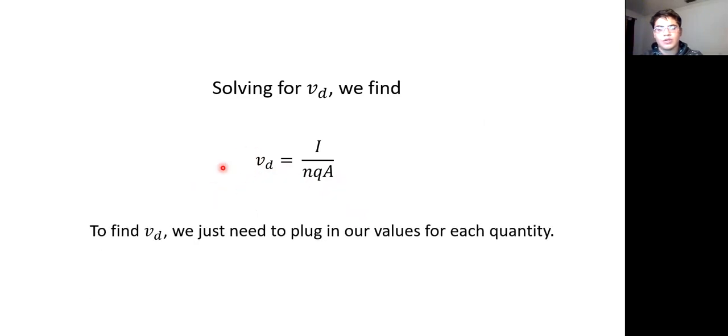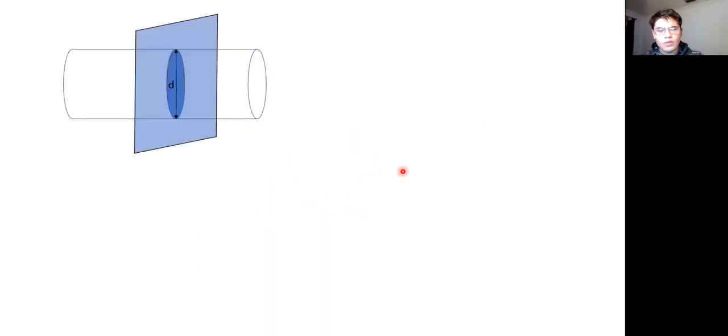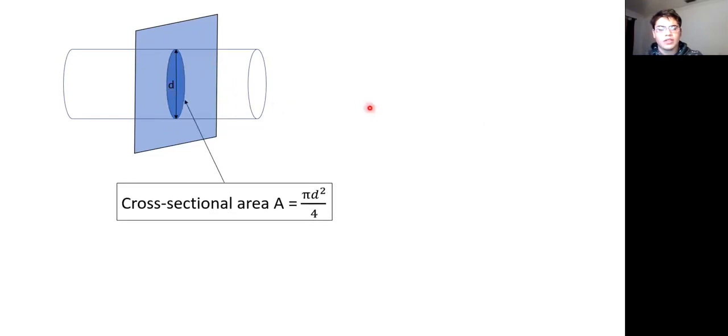So to find the drift velocity, we're just going to need to plug in each value of each quantity and we'll get our answer. So the cross-section of the wire is what we see here, where D is the diameter of the wire, and that area is going to be pi times the diameter squared over 4.